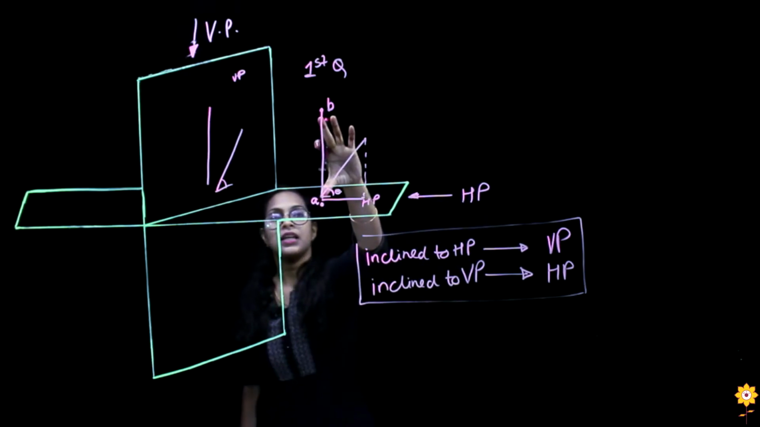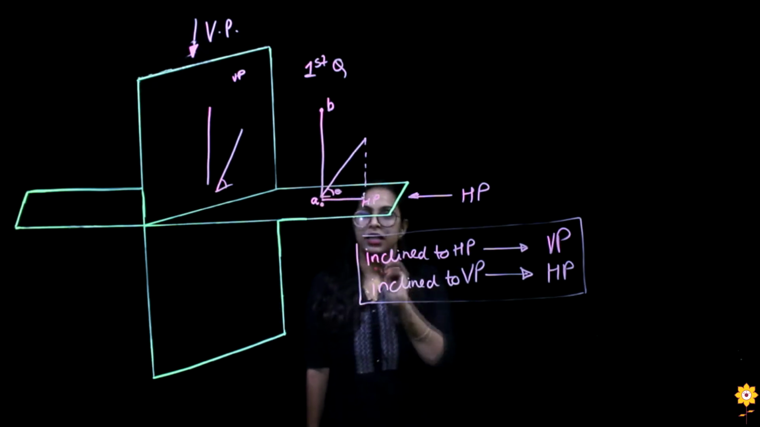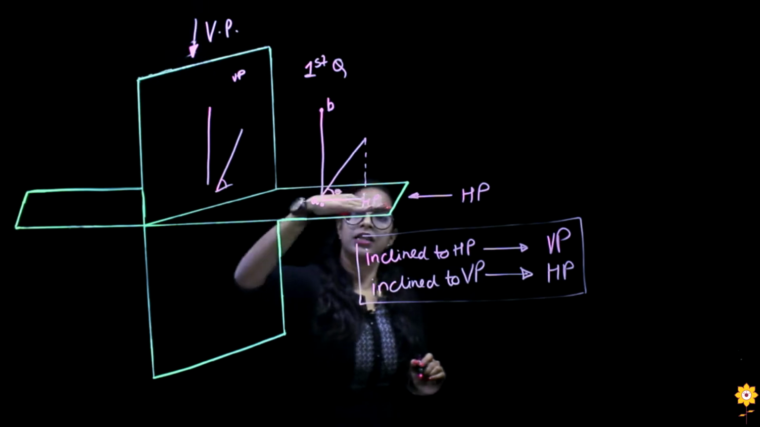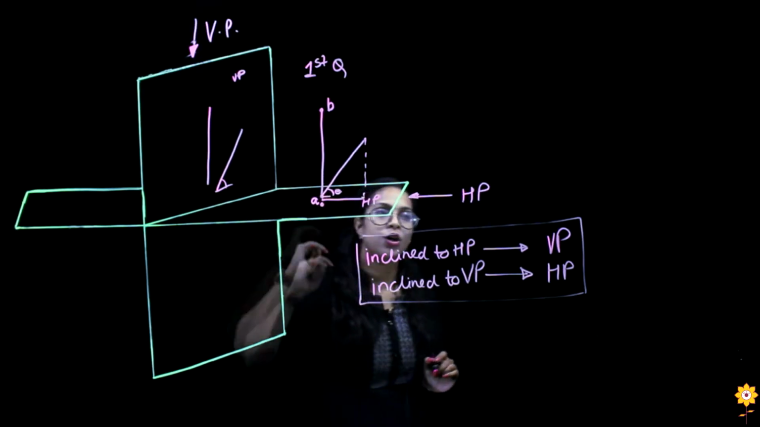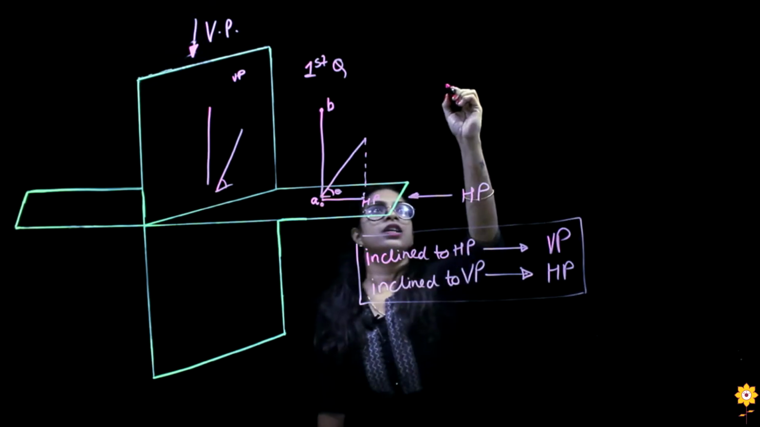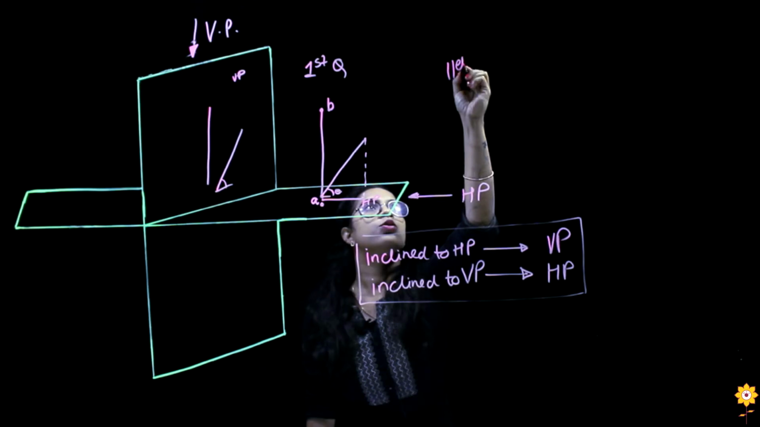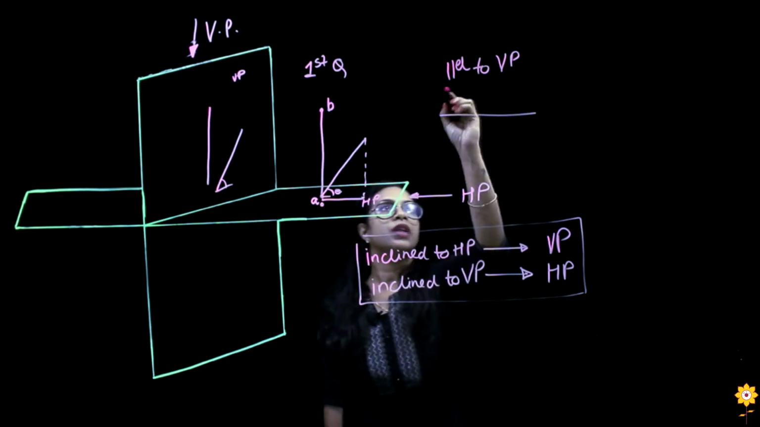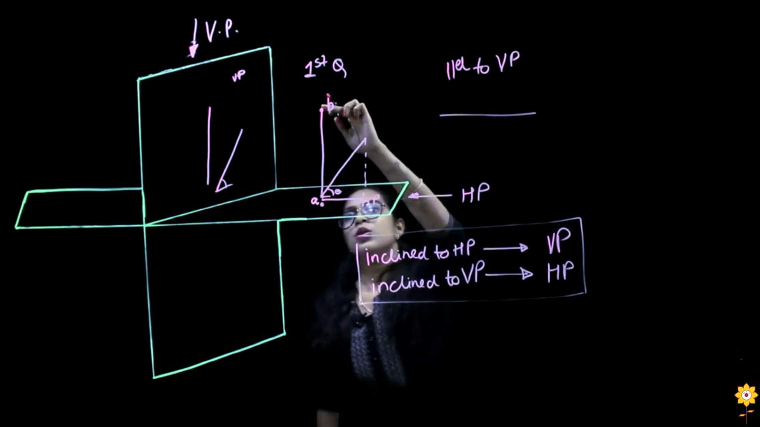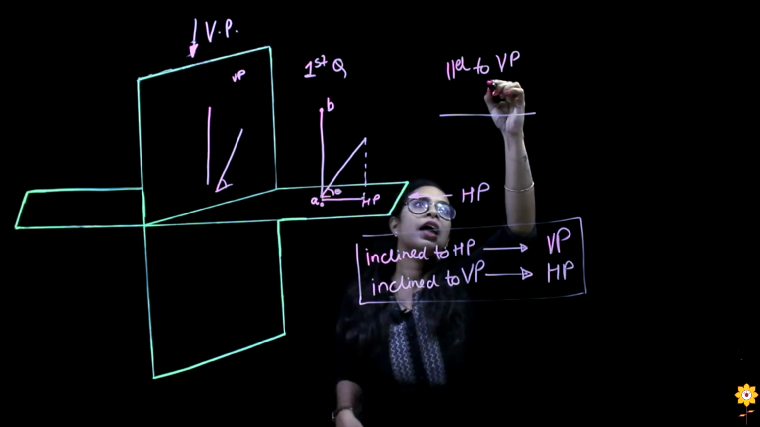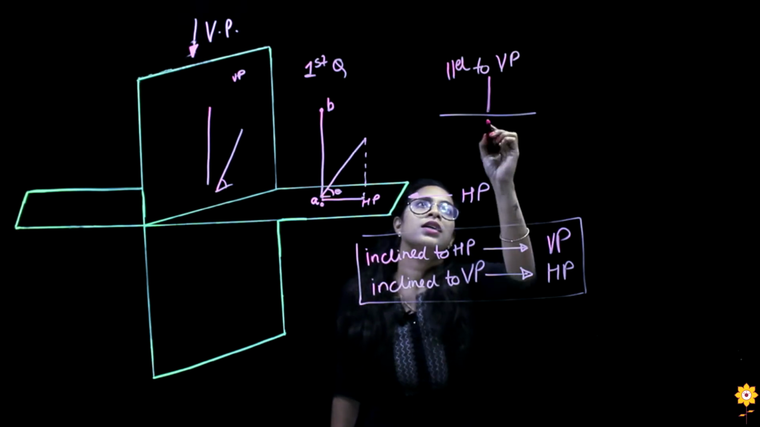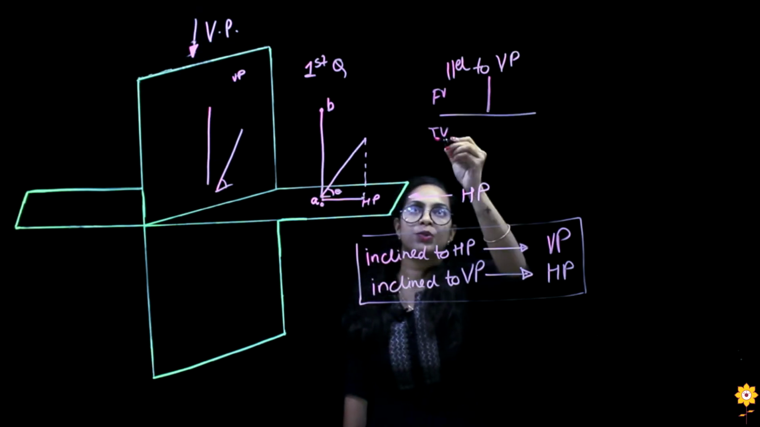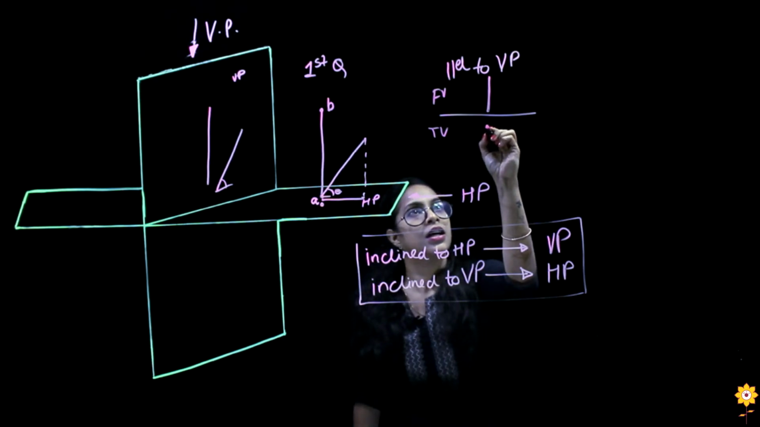Now as this line is in the first quadrant, I get the front view on the vertical plane, and this point as my top view in the horizontal plane. If I take a condition in the first quadrant that is parallel to VP, then I get a line which is parallel to VP. So I get this line in VP, that is the front view, and the top view is a point. As we know, in the first quadrant I have the front view above XY and the top view below XY.